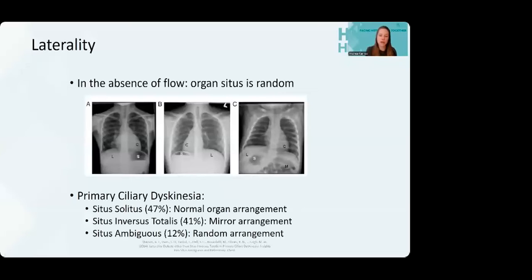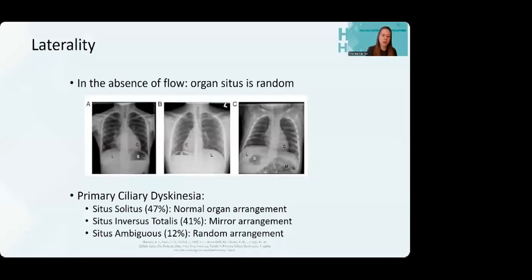So we talk about organ laterality. We're just talking about the embryonic node and flow within that node. In an absence of flow, which would occur in patients with that dysfunctional motility or absence of motility, so there's no flow in the embryonic node, your organ situs is going to be random.